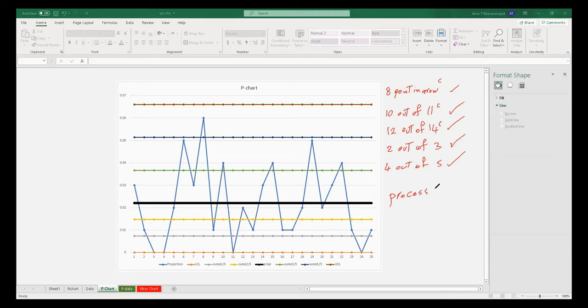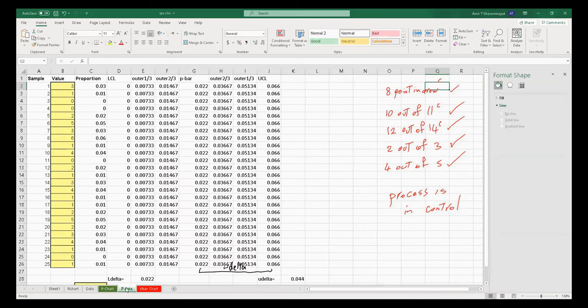The process is in control. Now I want to show you what might happen, okay? So I go back to my P data. I want to show you what can happen in the proportions. Now, these proportions seem to be randomly varying.